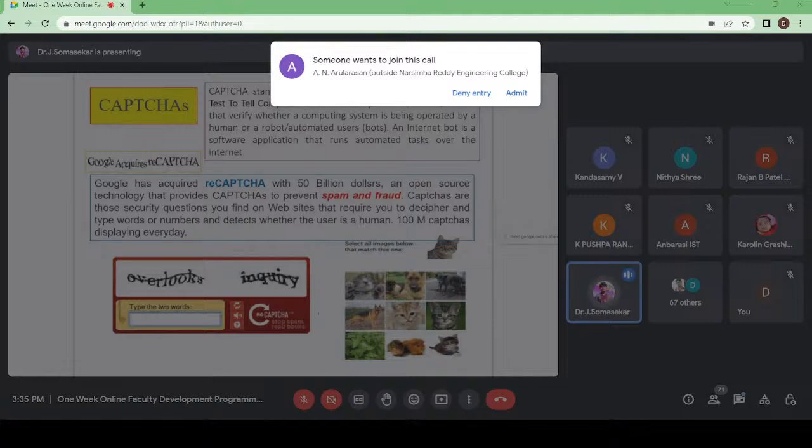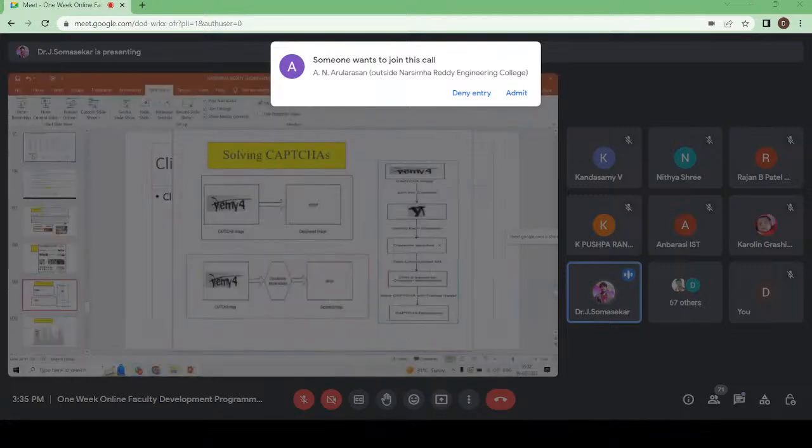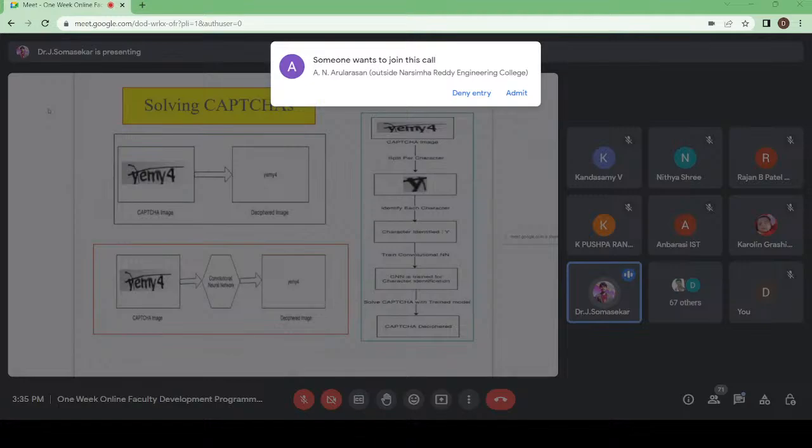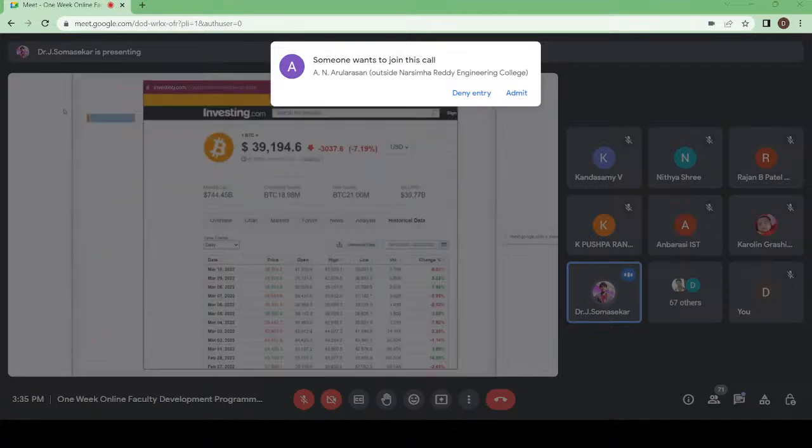Even for CAPTCHA identification we can apply machine learning, because this is one of the security mechanisms. There we can apply neural networks for identifying the CAPTCHA, because every day when you go to your bank account or something else, you will get CAPTCHAs. So there machine learning plays a vital role in recognition of the CAPTCHAs. Finally, it will allow access. Of course, this also I will skip.